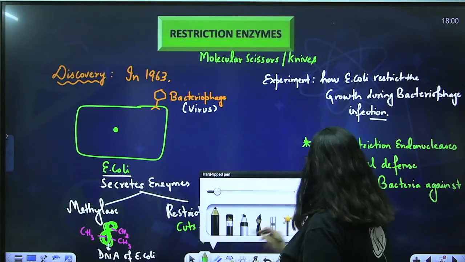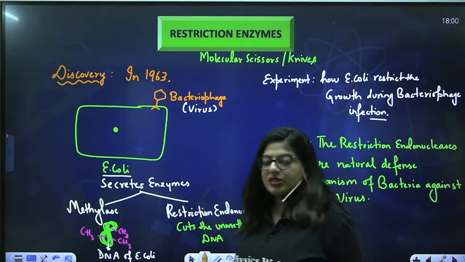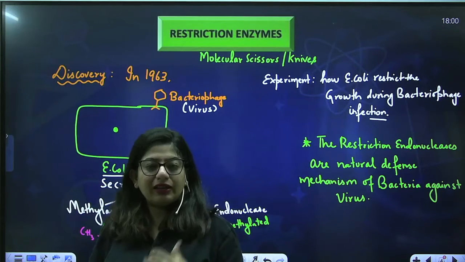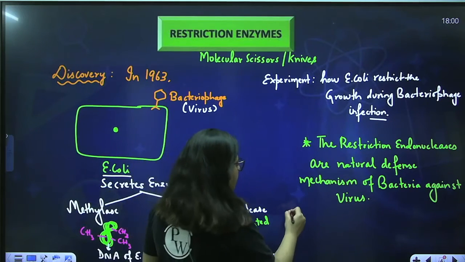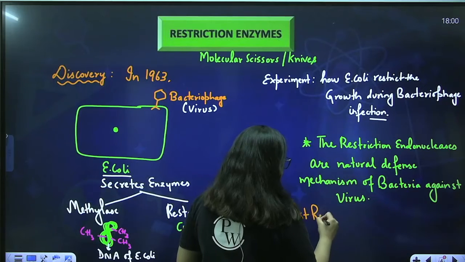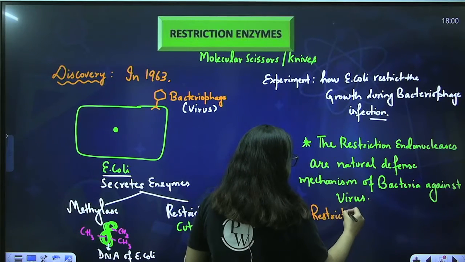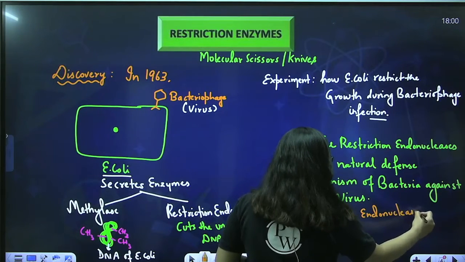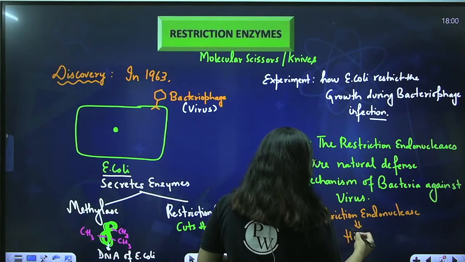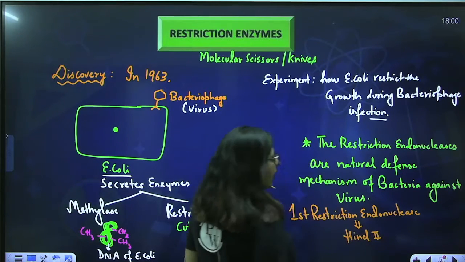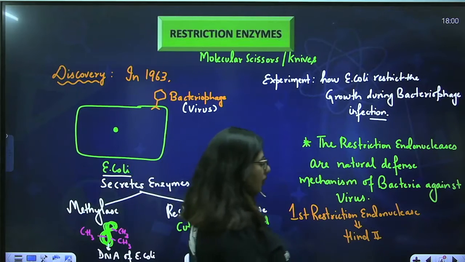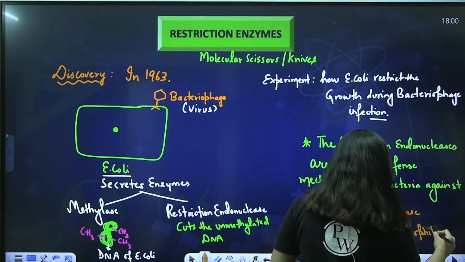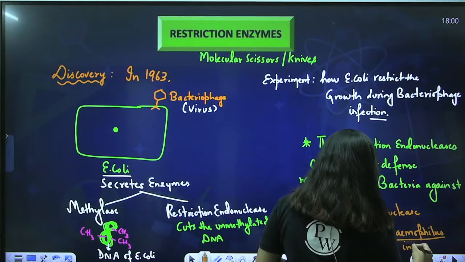After 5 years of this discovery, the first restriction endonuclease was isolated and identified. It was Hind2. The first restriction endonuclease was Hind2, and it was extracted from Haemophilus influenzae.